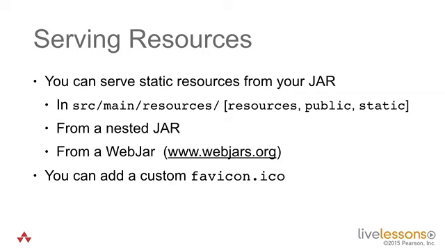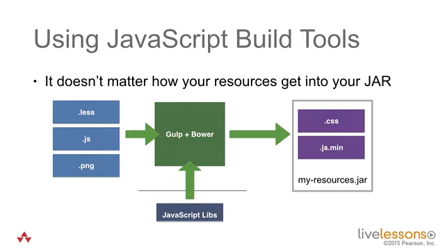One more thing that you can do is add a favicon, which is just the icon file that gets displayed in your browser. Again, you can put these in any of the standard locations, source main resources, and then resources, public or static. As I mentioned earlier, it doesn't matter where your resources come from. You can build up a specific jar that just contains the assets.